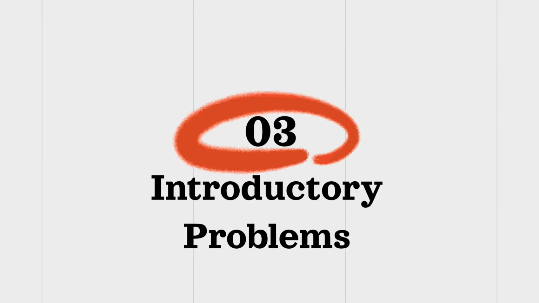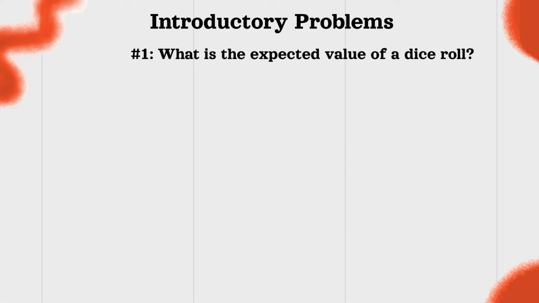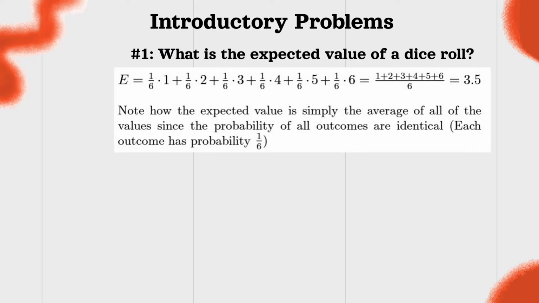Let's review some introductory problems. Number 1, what is the expected value of a dice roll? Well, we have a 1/6 probability of each event happening. So it would be 1/6 times 1 plus 1/6 times 2 all the way to 1/6 times 6. This would give us 3.5. Note how the expected value is simply the average of all the outcomes, since the probability in this case is identical for each outcome. Also note that 3.5 cannot actually be rolled, but this is simply an average of all the outcomes.